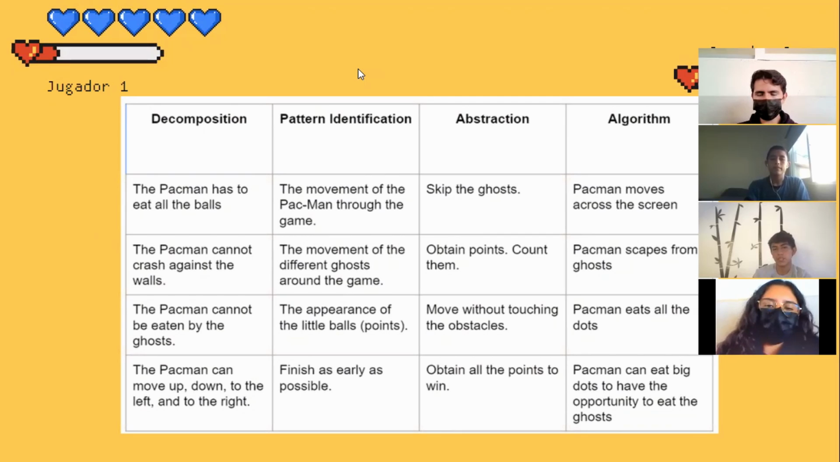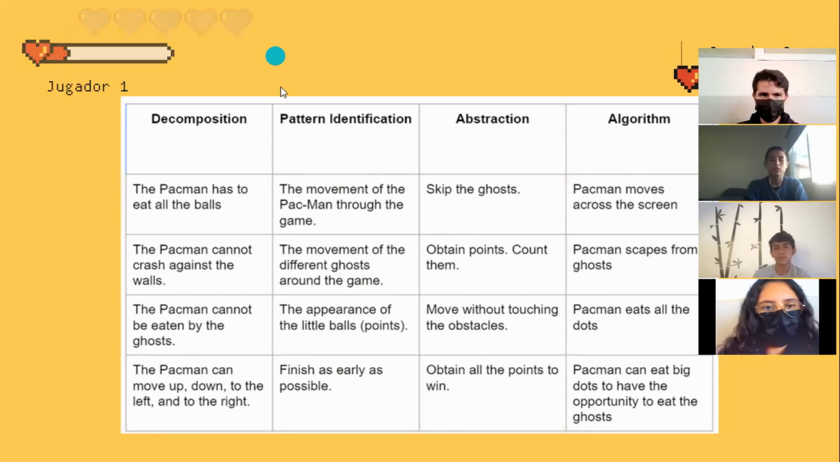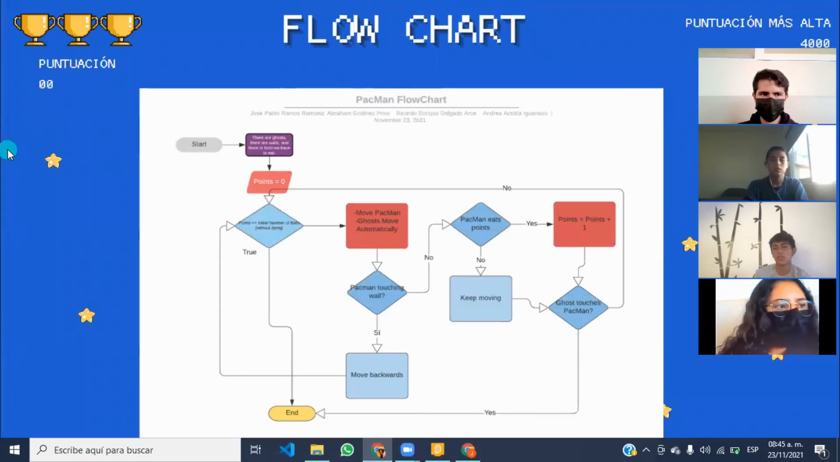And as simple as it can be, the algorithm might be a little bit more complicated, as thinking about the Pac-Man needs to move across the screen, Pac-Man escapes from the ghosts, Pac-Man eats all the dots, and Pac-Man can eat a big dot to have the opportunity to eat the ghosts. Now, my partner Andrea is going to explain the flow chart.